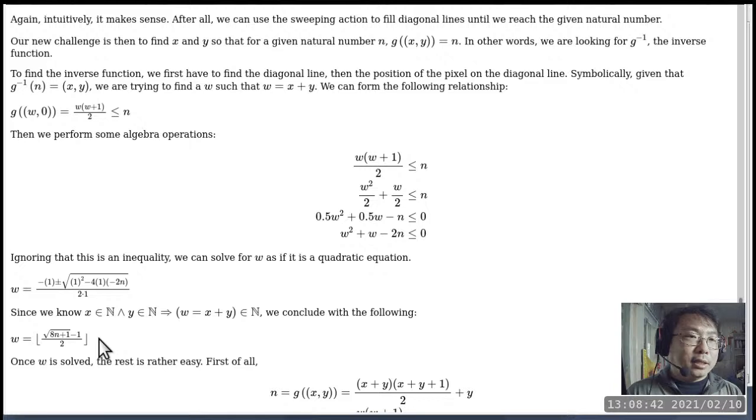But the bottom line is we can now solve for w. It looks kind of messy. It has a square root in it, but if you tell me what n is, I can just compute the square root of 8n plus 1, subtract 1 from it, and then divide the whole thing by 2. And then we take the floor of that number. That becomes w. So we can solve for w now.